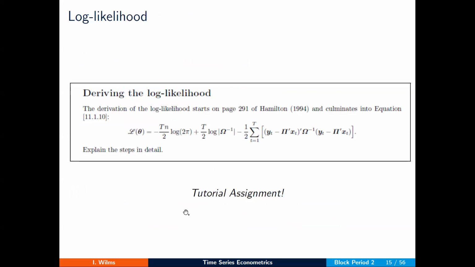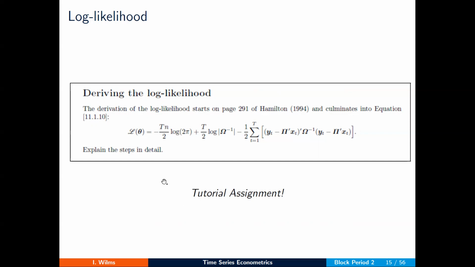In your tutorial assignment, you will actually dive into the derivations of the log likelihood for the VAR(p). Again, you will need to start from the log of the joint density, which you can then express as a product of conditional densities. The likelihood of the full sample conditional on the initial observations is then nothing more than the product of the individual conditional densities.